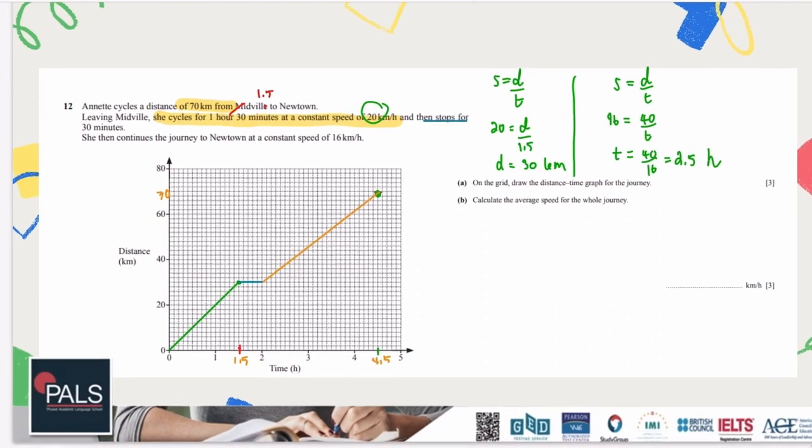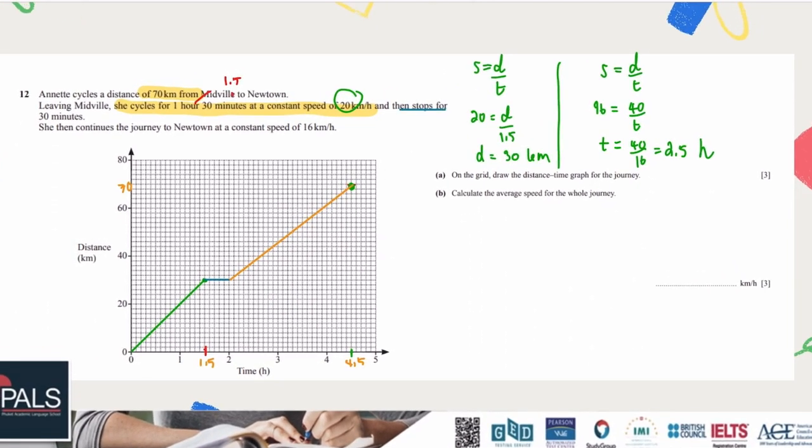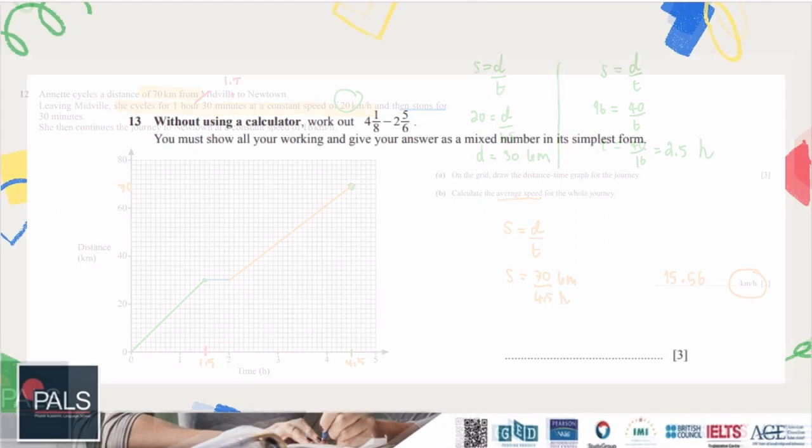Okay, so B, calculate the average speed for the whole journey. The formula is S equal to D over T, right? So distance over time. So S equal to 70 over 4.5, because the units they asked you to answer in are kilometers per hour. It is 15.56. This is the answer.